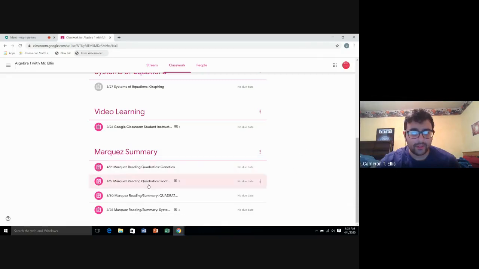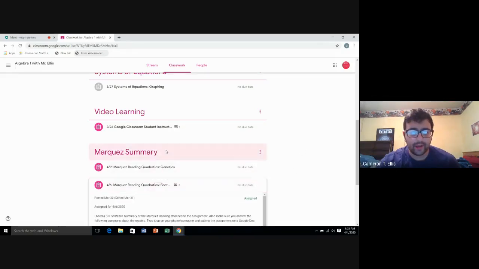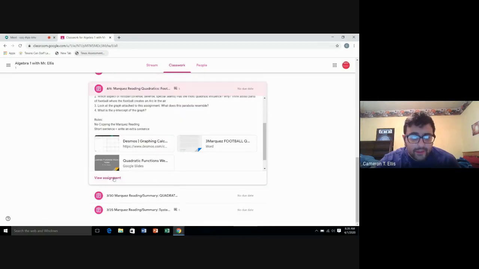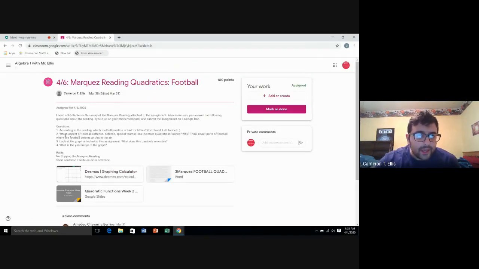All right, 4, 6. In the Marquez reading, I know I had the Marquez reading, but at the bottom here, if we look at the assignment, it does say, look at the graph attached to this assignment. What does the parabola resemble? That's up to you. What is the y-intercept of the graph?